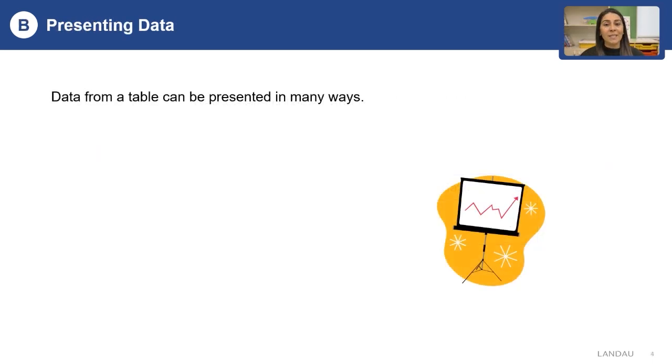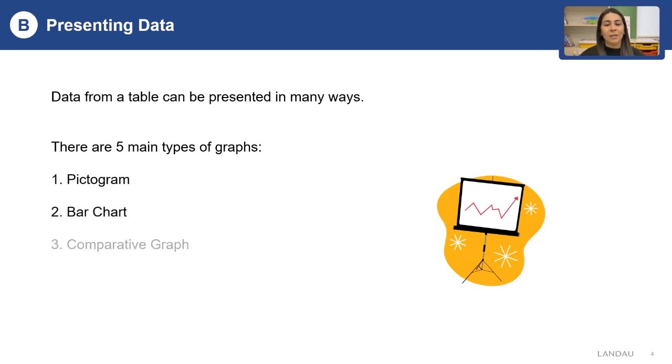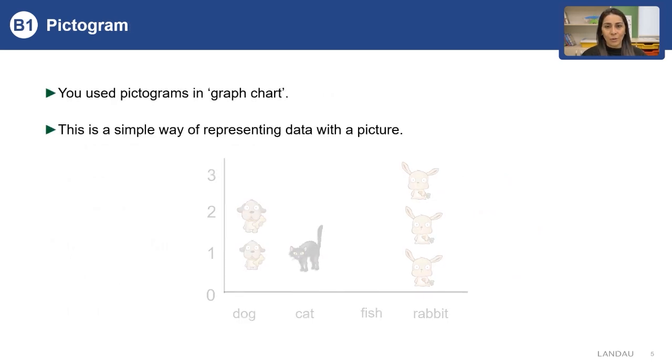The data from the table can be presented in many different ways. In order to present the data, we can use pictogram, bar chart, comparative graph, pie chart, and the line graph. Let us start by discussing the pictograms. Have a look on your screen.